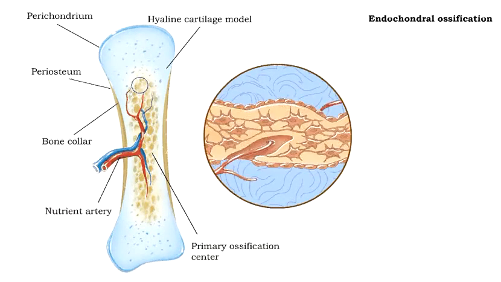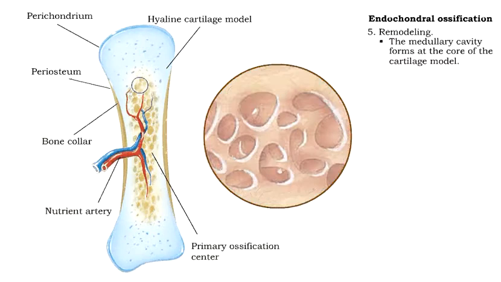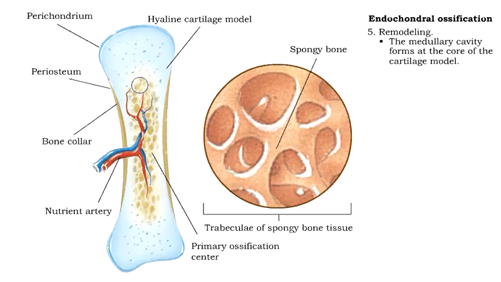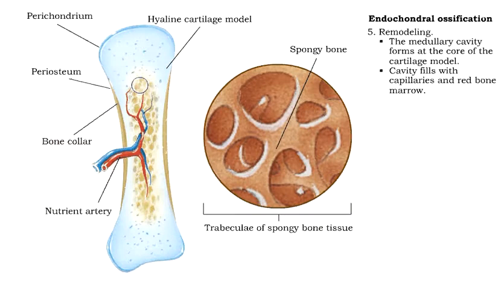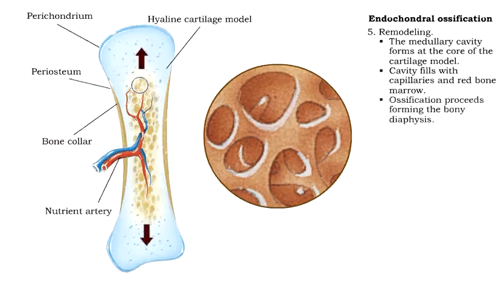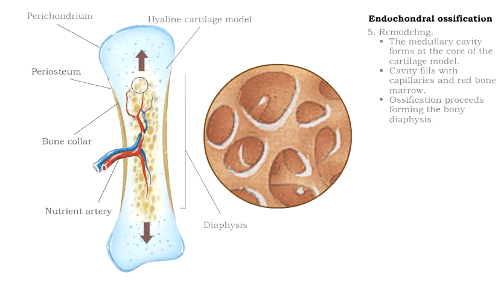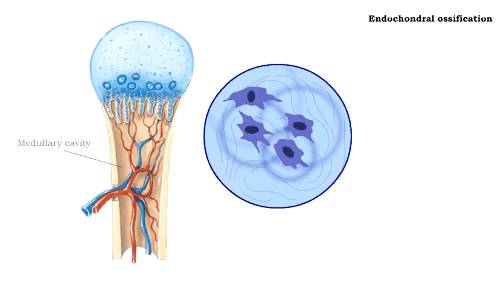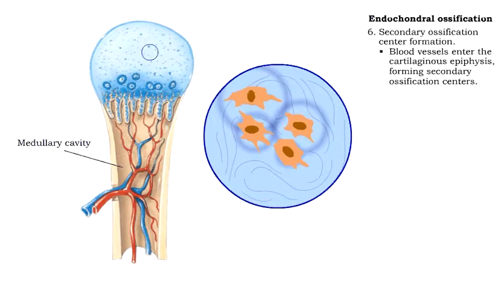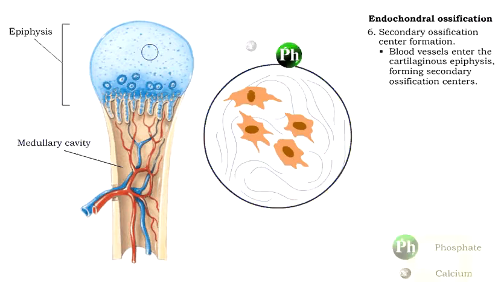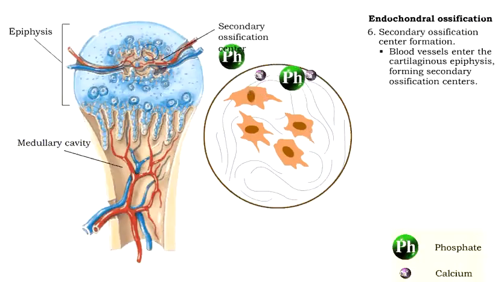The growing model is gradually remodeled. The cavity fills with capillaries and red bone marrow. Ossification proceeds, forming the main portion of a bone, known as the diaphysis. Around the time of birth, blood vessels enter the epiphyses, the ends of a bone, forming secondary ossification centers.